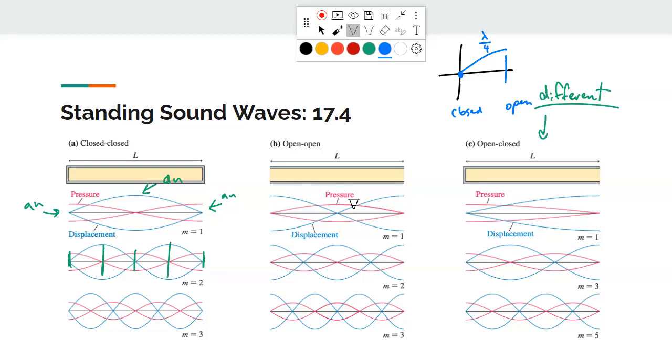Right, it's half of a hump. So that's the fundamental frequency. And then the next mode, we actually skip. So there's no m equals 2. M equals 2 doesn't exist.